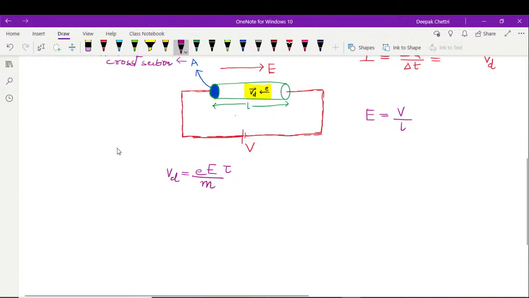Okay, now A is the area, L is the length of this conductor. Let us consider any electron inside moving with average velocity Vd, drift velocity, and that drift velocity in terms of E and all is this one. Now if you don't know what is m, m is the mass of the electron. Okay, m is the mass of the electron.